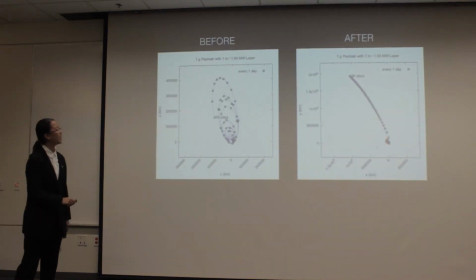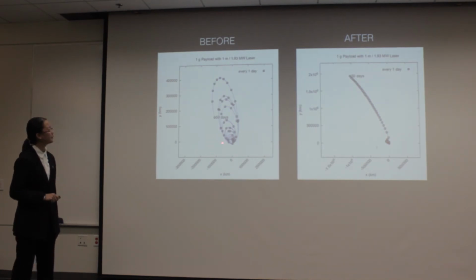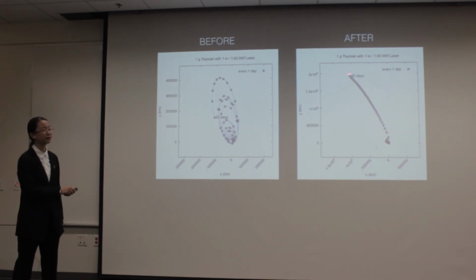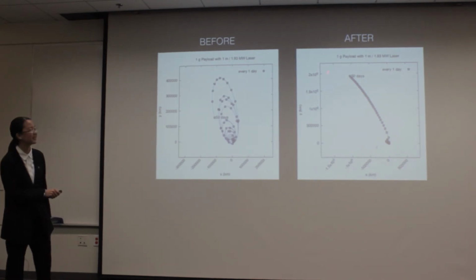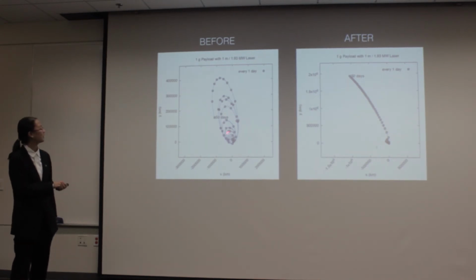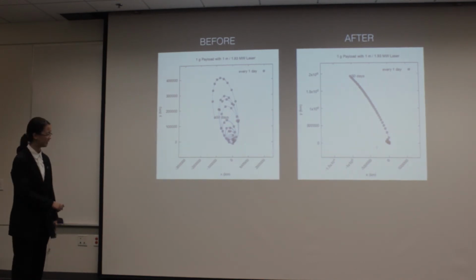And this is the orbital trajectory of two craft with the same setting, but this one is without the optimizer, and this one is with the optimizer. You can see that it's going in a straight line and going really far away, to this really high, like 2 times 10 to the 6, and this one is still orbiting the Earth within a much smaller range.